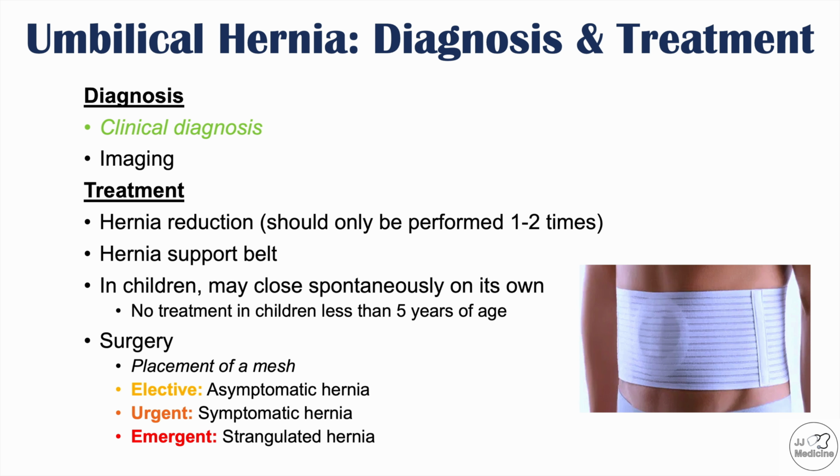If it's symptomatic, if it starts to cause problems, this can lead to some urgency in getting a patient to surgery to correct it. And then if it is a strangulated hernia, this is an emergency. This is a surgical emergency because that part of the bowel is starting to die because the blood supply to it has been cut off. So again, a surgical emergency for a strangulated hernia.